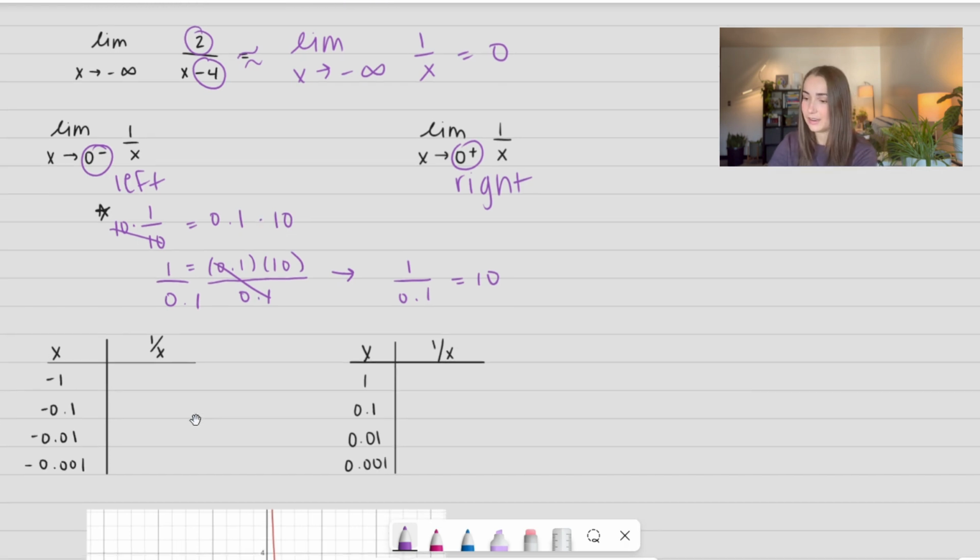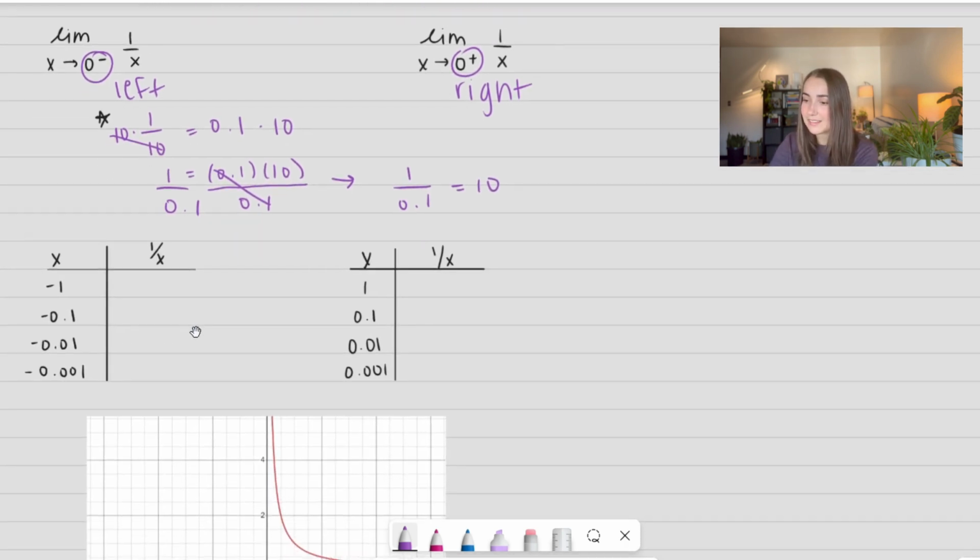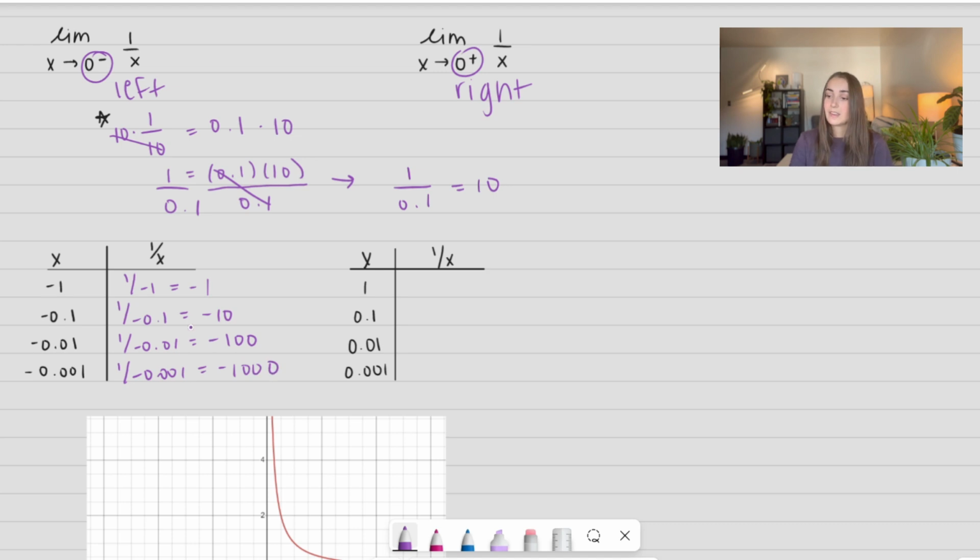Let's go ahead and apply this to the table method. First I have the limit as x approaches 0 from the left side, so I have all these little negative values. 1 divided by negative 1 is still equal to negative 1. 1 divided by negative 0.1 is equal to negative 10. 1 divided by negative 0.01 is negative 100. 1 divided by negative 0.001 is negative 1,000. So as we approach negative infinity, we get really tiny in terms of our number. Negative 1,000 is pretty small.